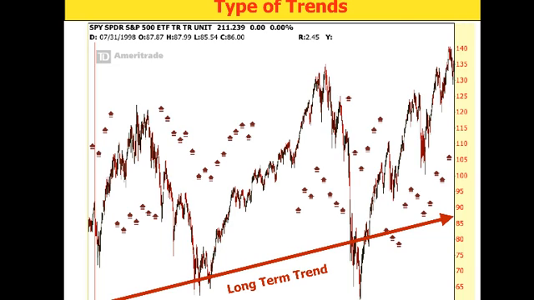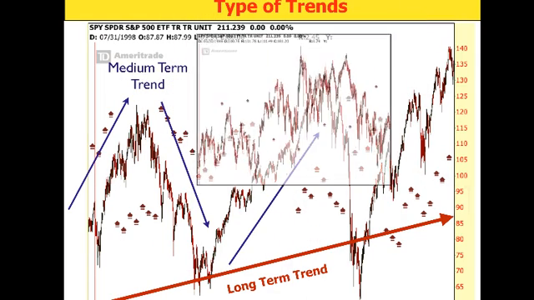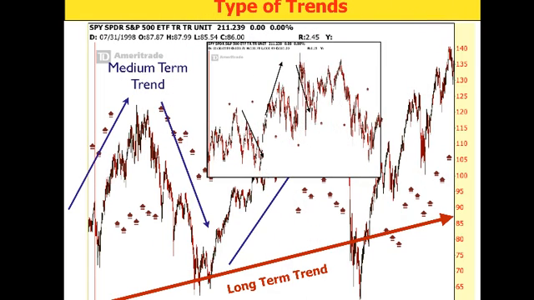Here's the last example, S&P 500 ETF. This is a 10-year chart. Long-term trend is up, making higher highs, as you can see. But those are the medium-term trends. And these are the short-term trends. So that concludes this video where you learn about the different kinds of trends.